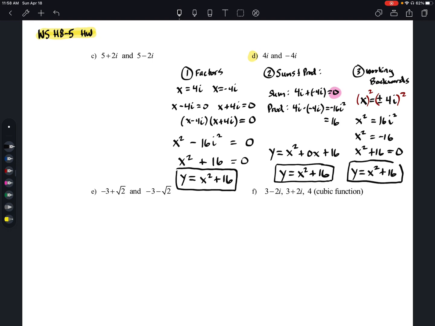So 3 different methods all get you to the same function. I'm just asking you to make sure you know at least one of them.